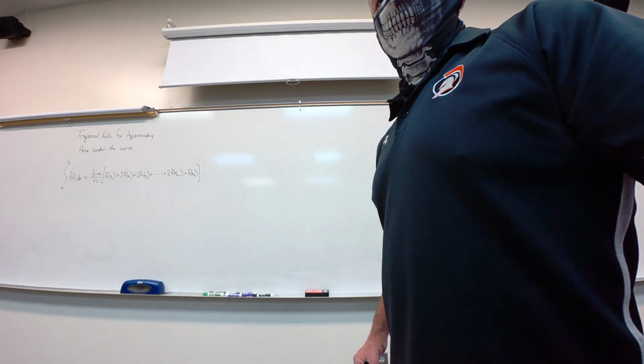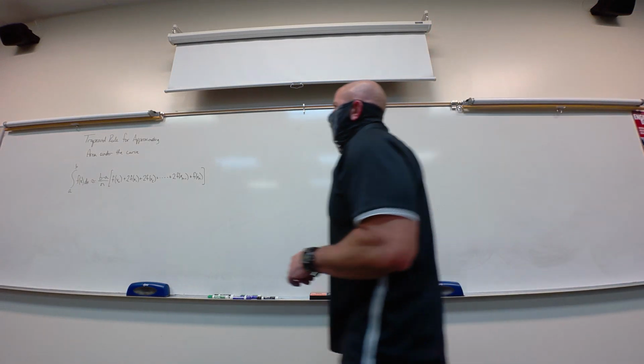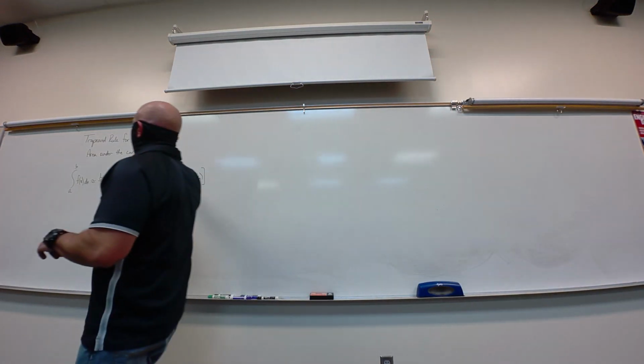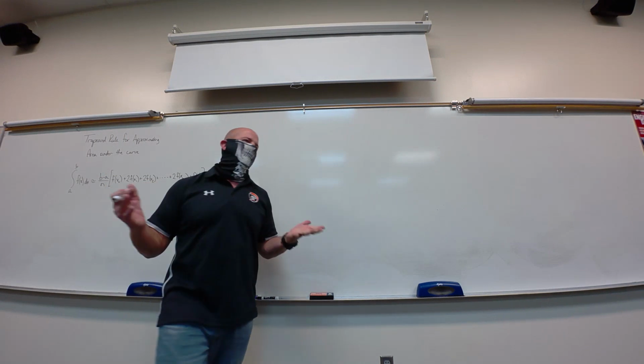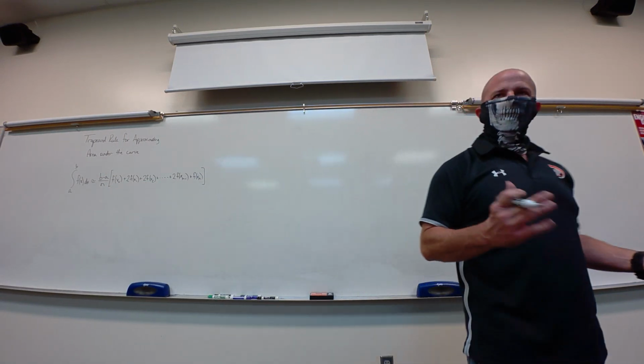All right, so trapezoid today. Trapezoid rule. Now, we're talking about approximating the area under the curve. So the definite integral, that's the infinite Riemann sum. That's going to give you the actual, okay?